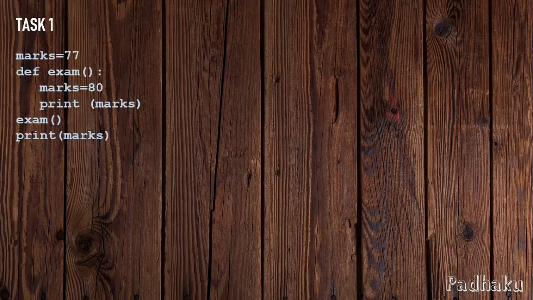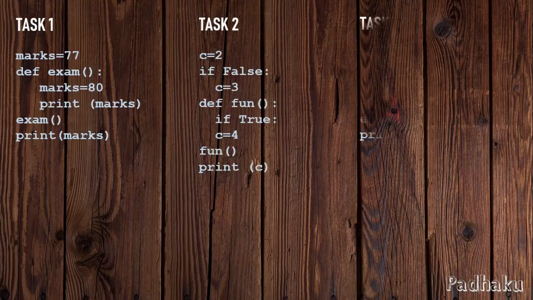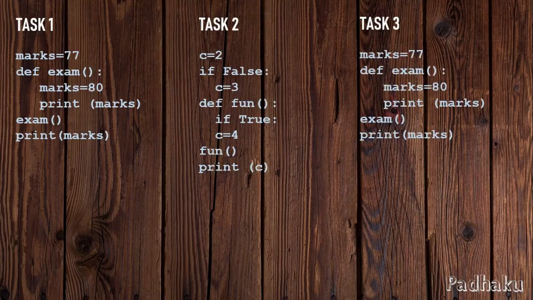Okay, so here are some tasks for you. Task 1 is this. Comment the output of task 1 in the comment box. This is task 2 and this is task 3. Without running these programs in the interpreter, try to execute them using your own intuition and answer the output in the comment box.